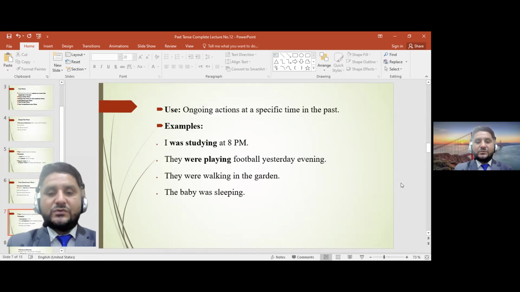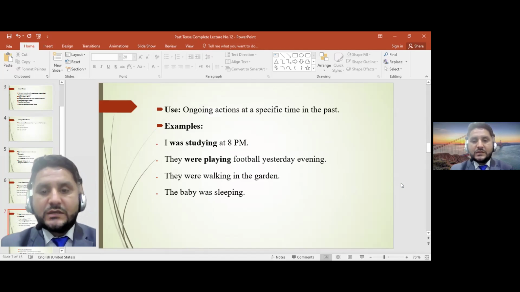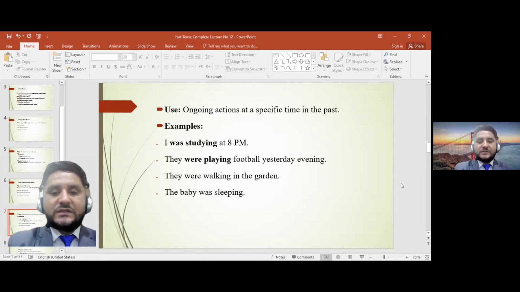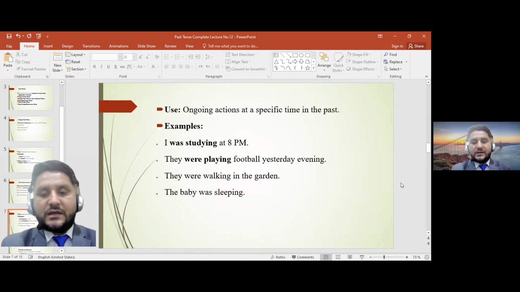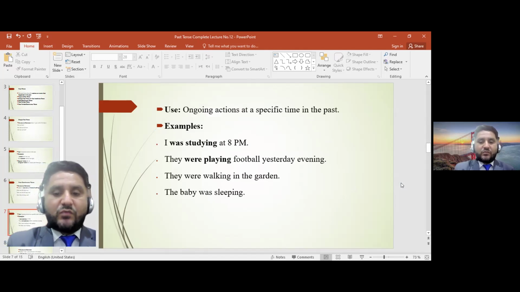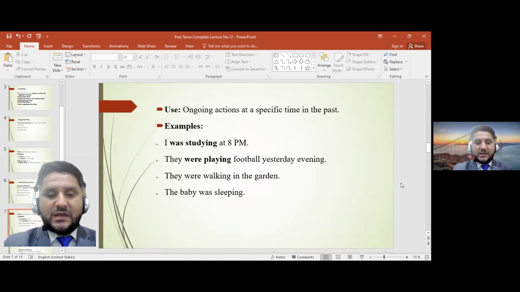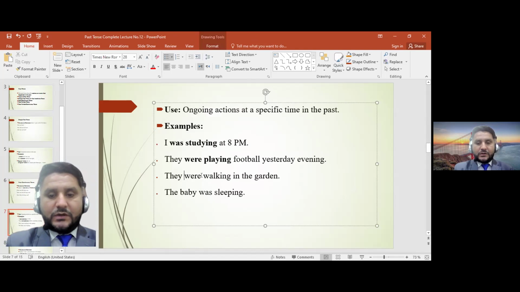Now we talk about use. It is used for ongoing actions at a specific time in the past. Examples: I was studying at 8 p.m. They were playing football yesterday evening. They were walking in the garden. The baby was sleeping. Here, these are bold or underlined verbs.